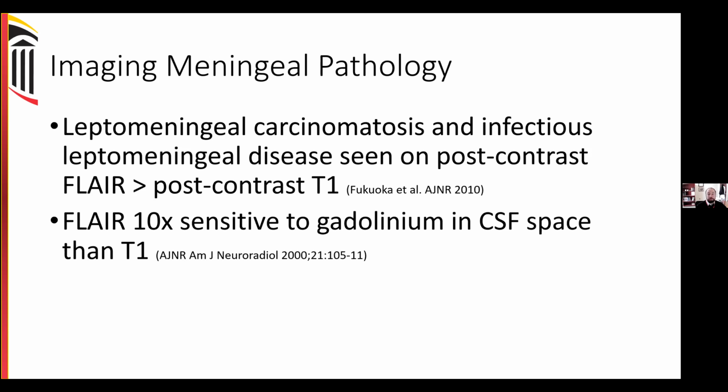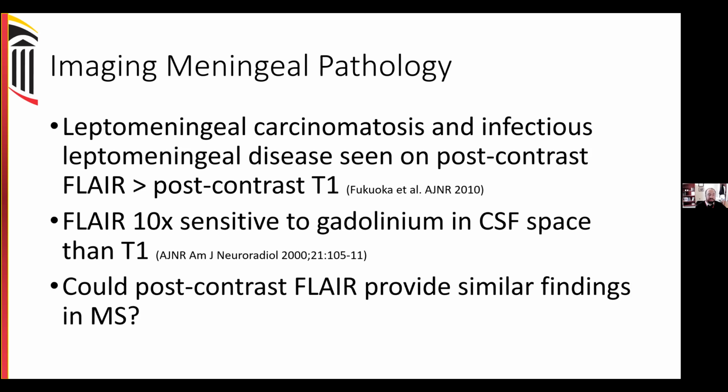FLAIR has been shown through some phantom studies to be 10 times more sensitive to small concentrations of gadolinium in the CSF space compared to T1. So given this knowledge, is it possible that a FLAIR sequence post-contrast could provide the ability to measure meningeal inflammation in multiple sclerosis?